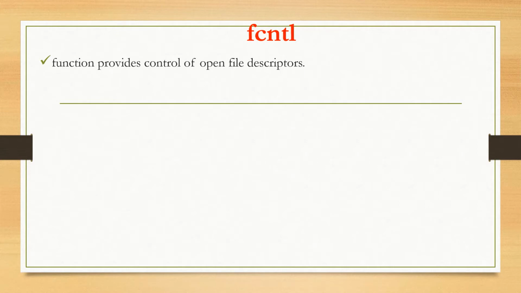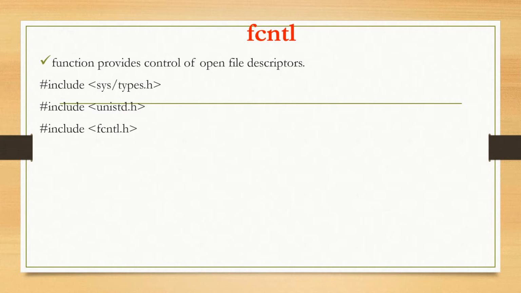Prototype of this function. Consider the first two header files as normal: one is include sys/types.h, the other is include unistd.h. The third one you can add is #include fcntl.h header file. Int fcntl function contains more than two arguments.